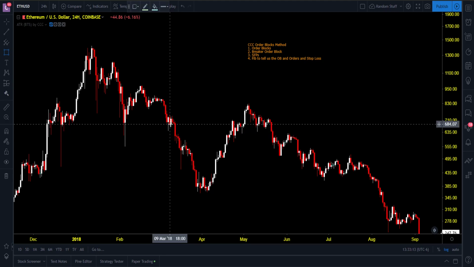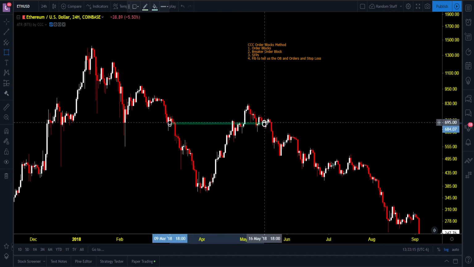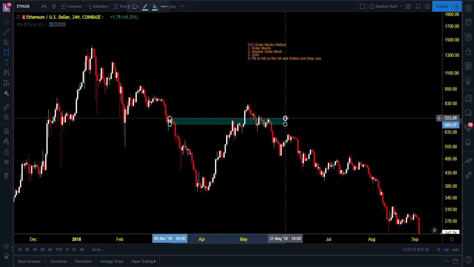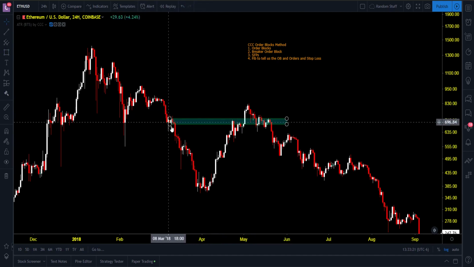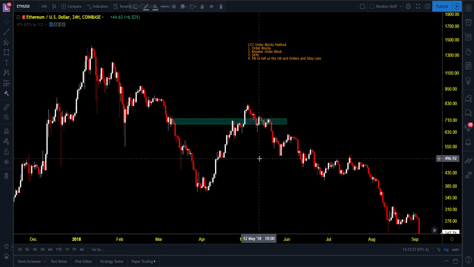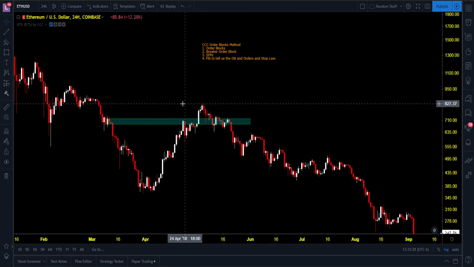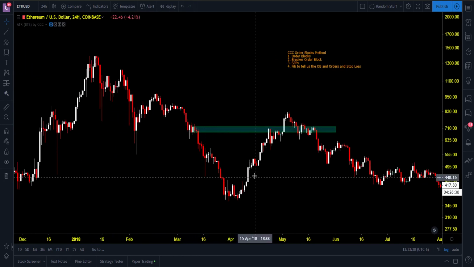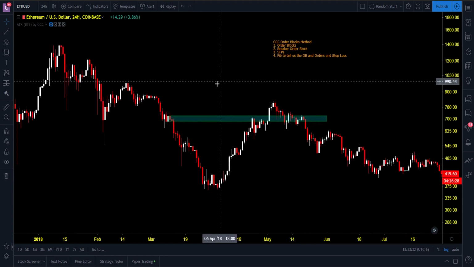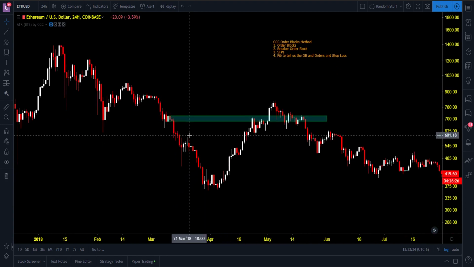So we take the box, we take it from the bottom of that candle and put it to the top of the candle, like so. And that is basically an order block right there. This is on a daily chart, I just have 24 hours. So what this means to me is if price comes back to there, it's going to reject. And depending on how it rejects, it'll tell me if it's going to go through it or not.